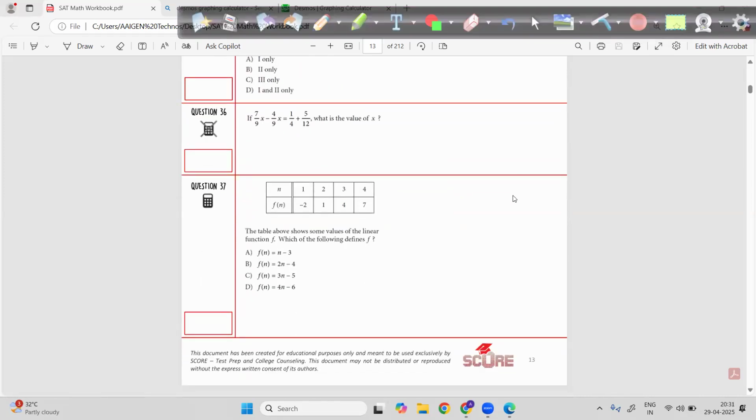36th is so easy. You need to identify it is a linear function. 37th is also a linear function. They gave a table and are asking you to identify which of the following functions. So there are multiple ways. They're telling it is a linear function.